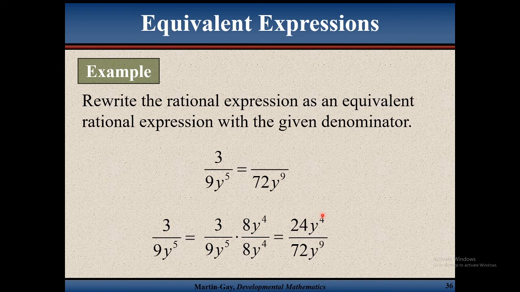So, in equivalent expressions, we're going to look for expressions that are similar to the original expression. It's just the opposite of factoring out, because if you simplify this term here, you will arrive at the original term.